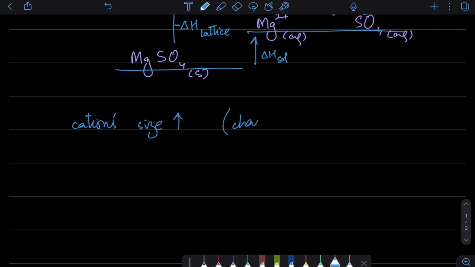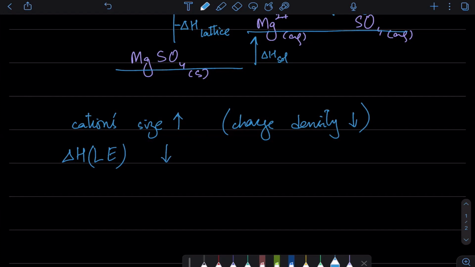So charge density decreases. And now that the charge density has decreased, the lattice energy is going to obviously decrease. So lattice energy, or delta H lattice enthalpy, decreases. Why? Because obviously you have bigger ions, they're not going to form really strong bonds.